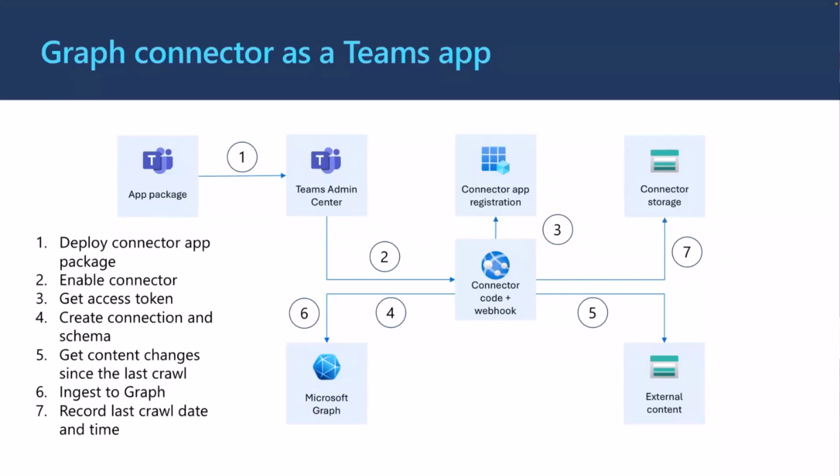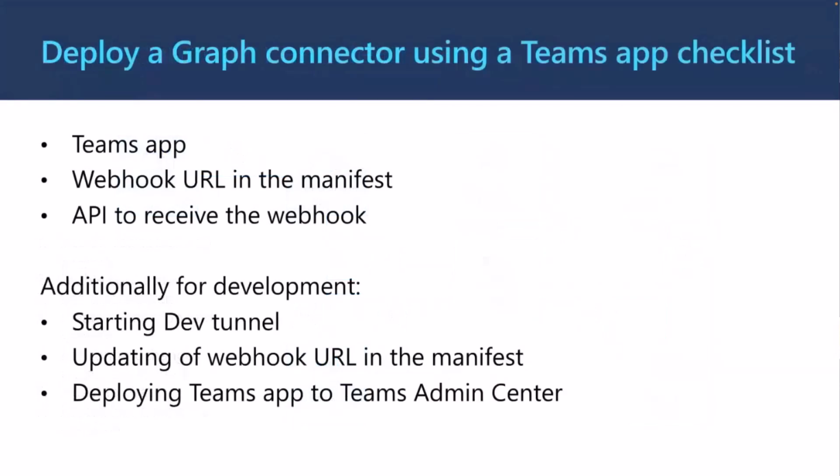And that is a Teams app package that you deploy to the Teams admin center. Once it's there, the admin will enable a connector using a toggle, and that sends a signal to your app, which then goes to your code, which then means like, hey, now it's time to set things up and start ingesting the content using the Microsoft Graph. So there are a few additional bits that you need to do. From the dev point of view, there are three things you need to add.